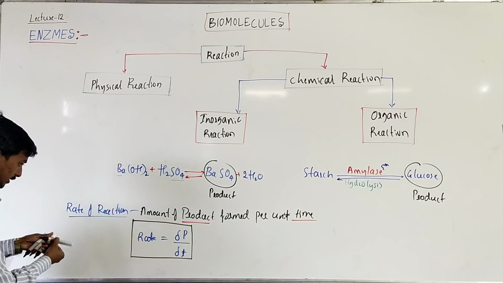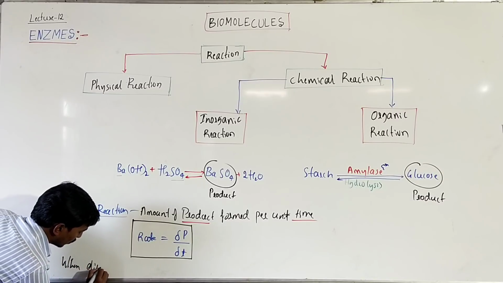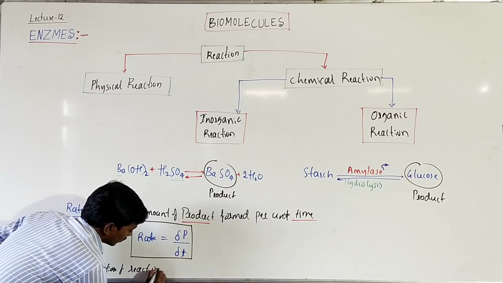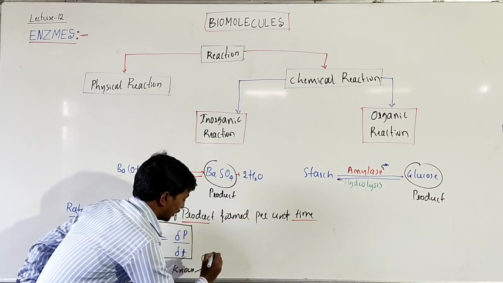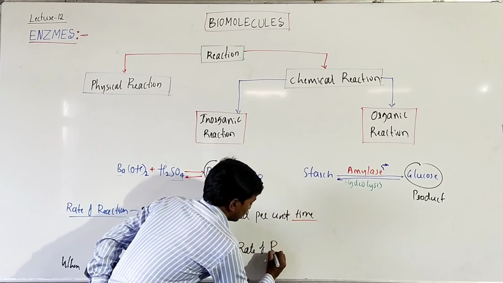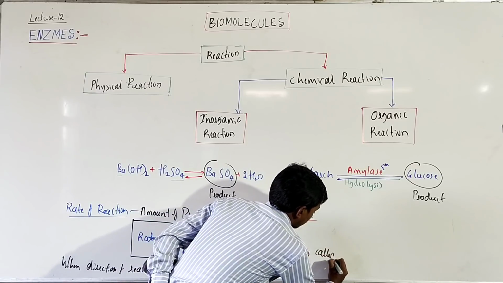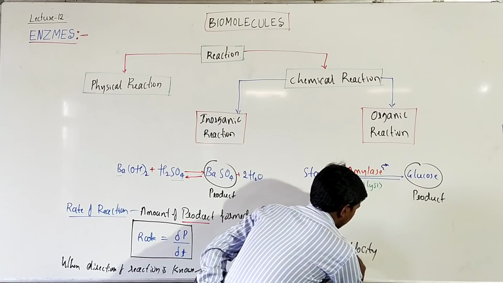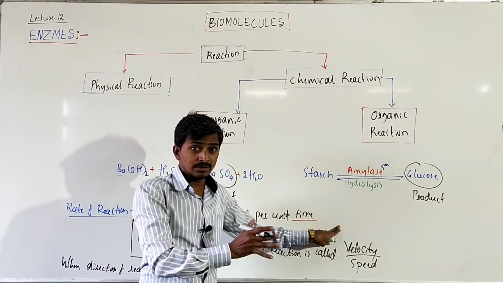Okay, so we can write here: when the direction of reaction is known, then the rate of reaction is called velocity or simply speed. I'm telling you, don't go for the physics formula derivation, nothing like that.